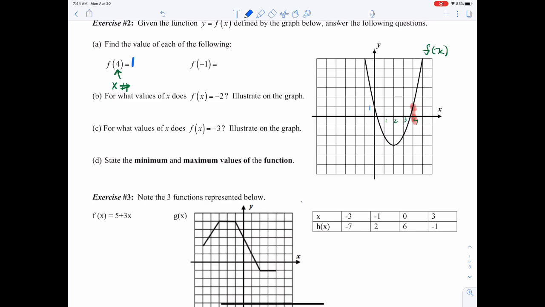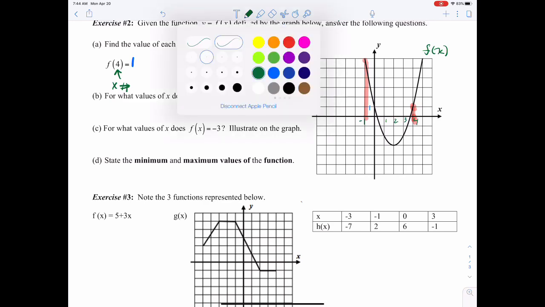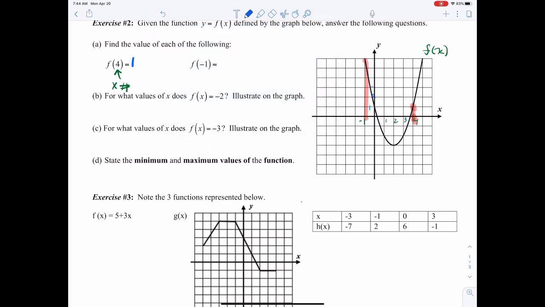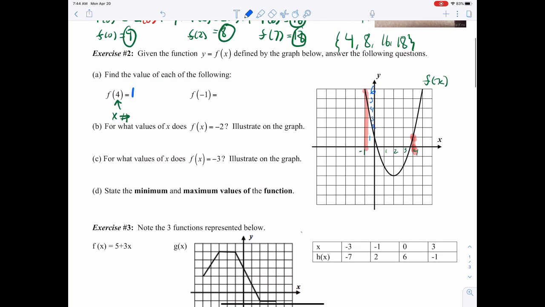F of negative 1. Well, f of negative 1 is right here, negative 1. So you can go up until you hit a point right there. And what y value is that? 2, 3, 4, 5, 6. So f of negative 1 is 6. All right. That should be a review again.